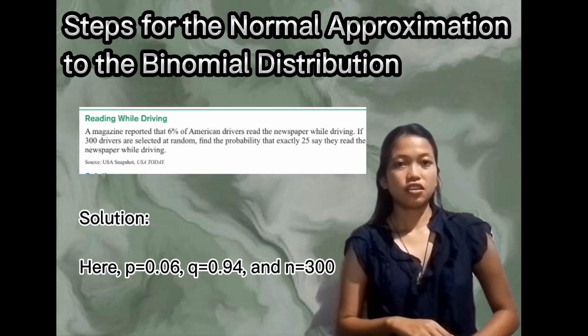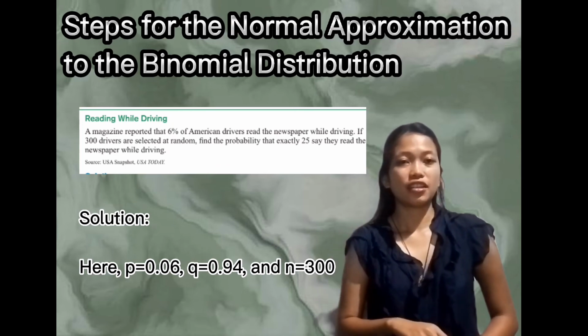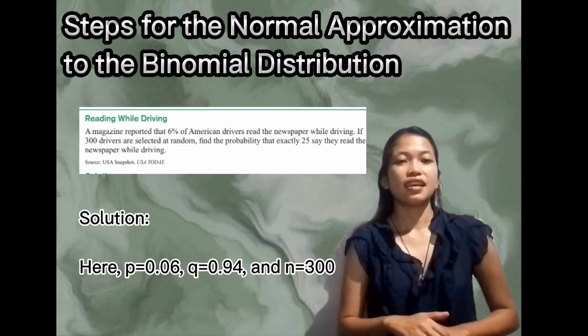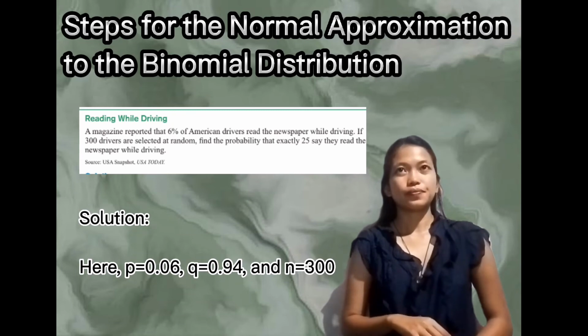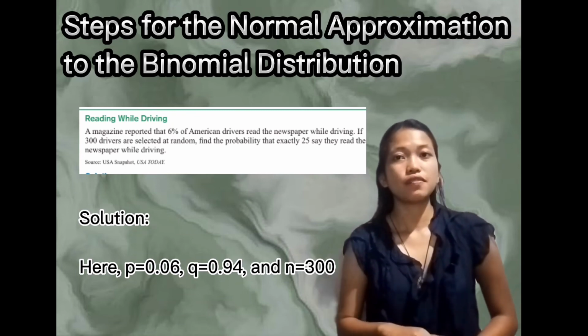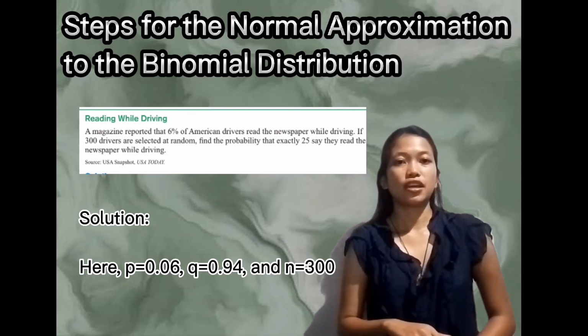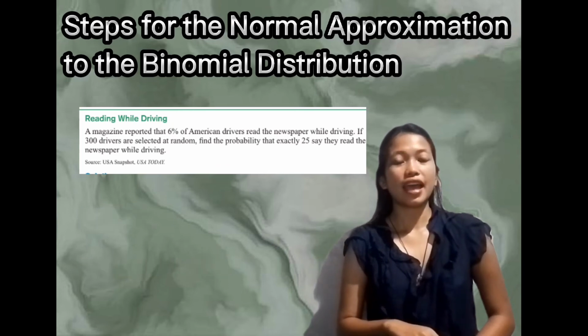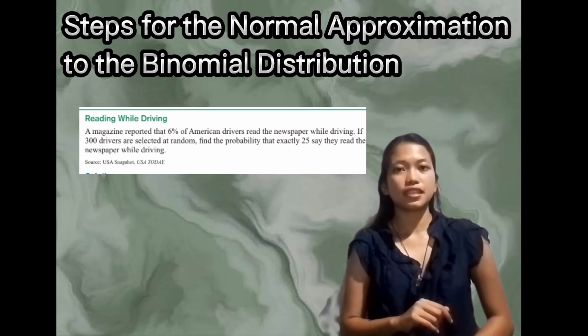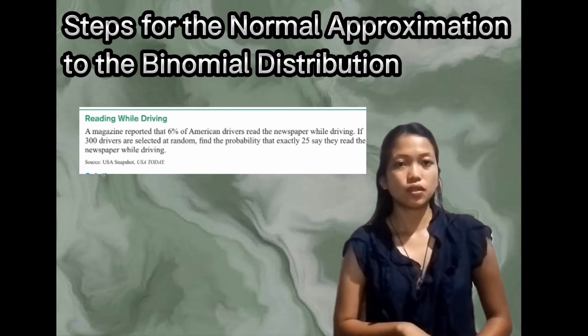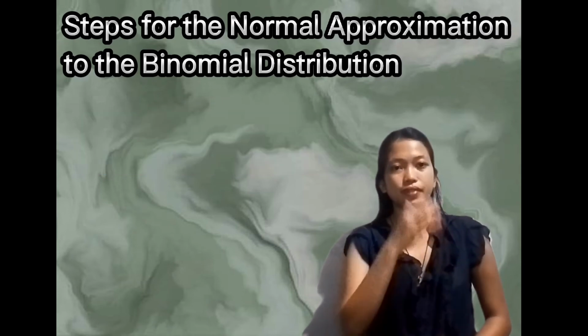And n, or the number of trials, is 300, since they collected the data values from the 300 drivers. And q is 1 minus p, or 1 minus 0.6, wherein q is equal to 0.94.